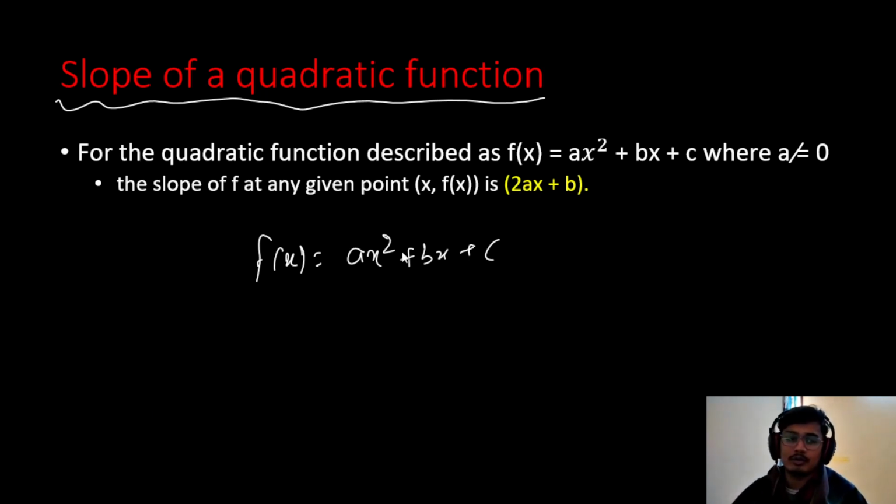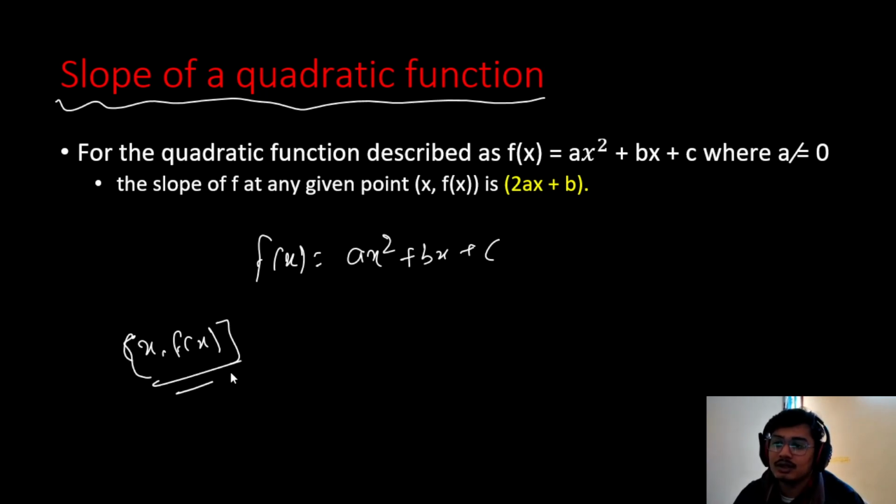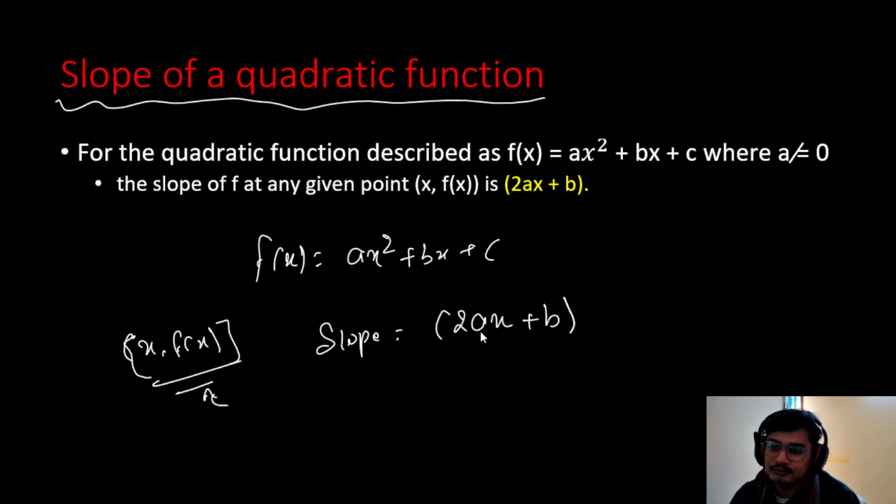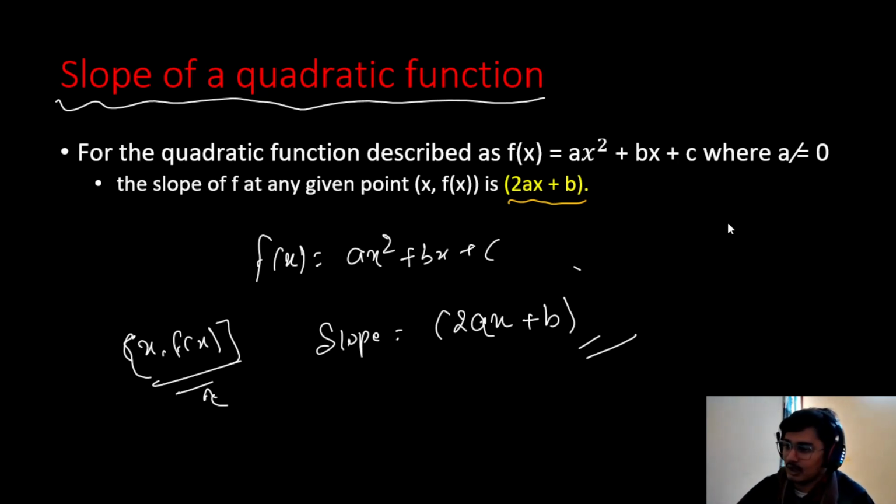Okay, so the slope, if we want to give the slope at any point x comma f(x), we have a point x comma f(x), and we want to give the slope of this f at this given point. The slope will be nothing but 2ax plus b. At any point x comma f(x), the slope will be nothing but 2ax plus b. You have to remember that for slope, 2ax plus b will be our slope, and slope is nothing but the steepness, or say inclination, for how much it is inclined.